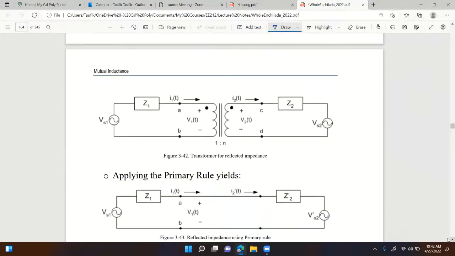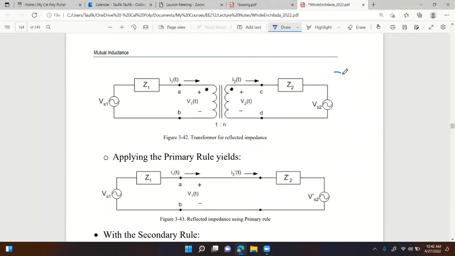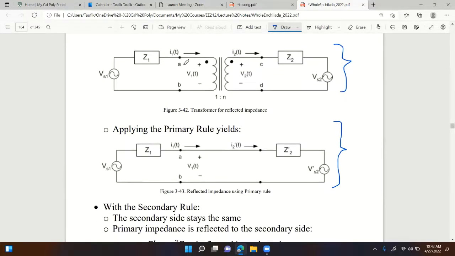So if you apply the primary rule from this original circuit right here, now it changes to the equivalent circuit from two loops, 1, 2, to only one loop, right? That's easier to solve than the two loops. And now you can see Z1 and Z2 are in series. You can just add them up, right?